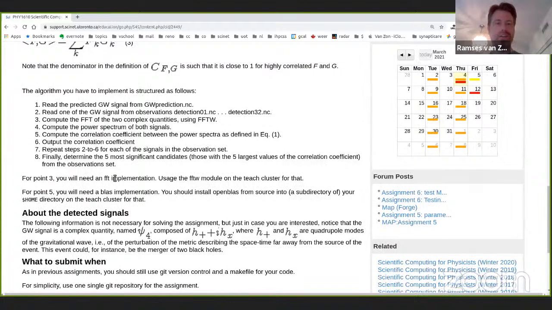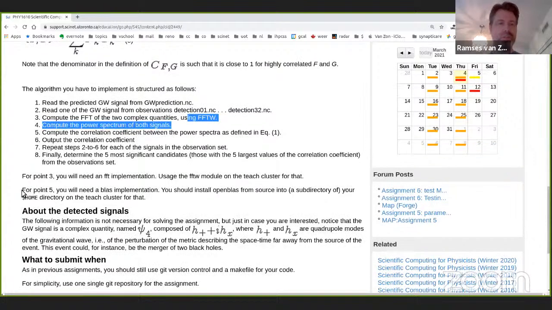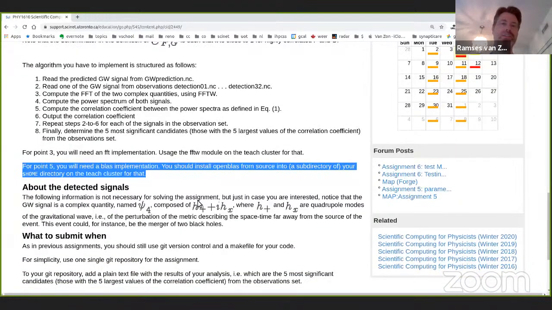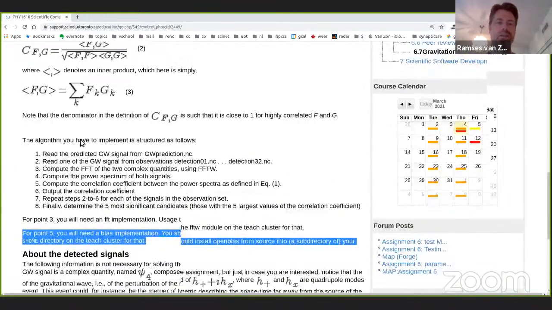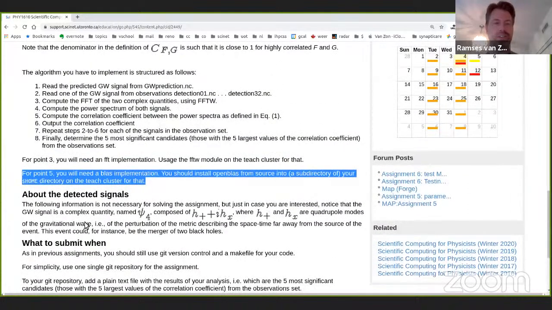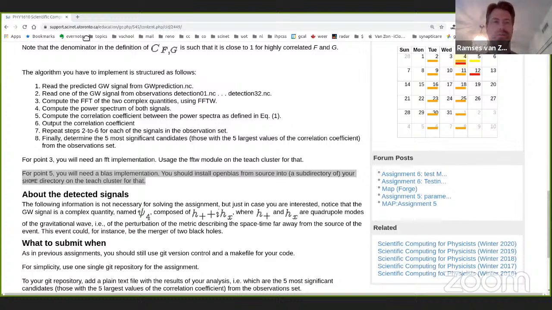You're going to need a fast Fourier transform, so you have to use FFTW. This last point is no longer true: you don't need the BLAS implementation. You can use BLAS for, say, this sum, but you do not have to. Other than that, this is the assignment. So you're going to hunt some gravitational waves.